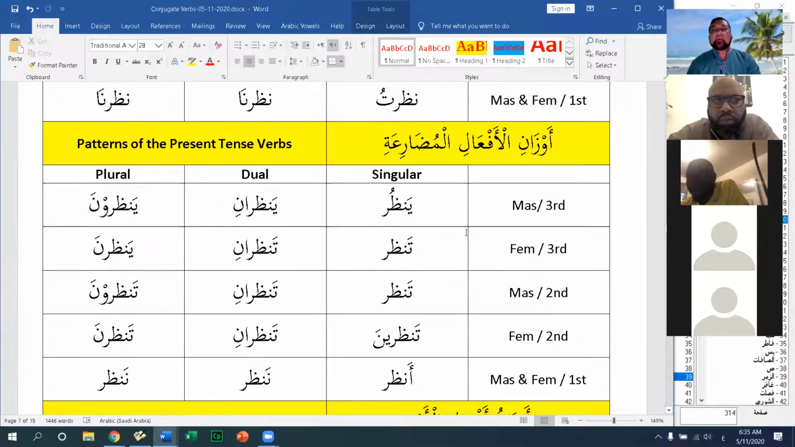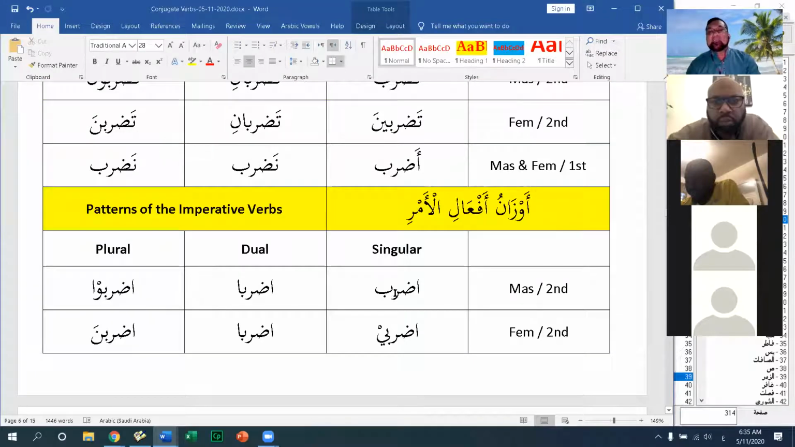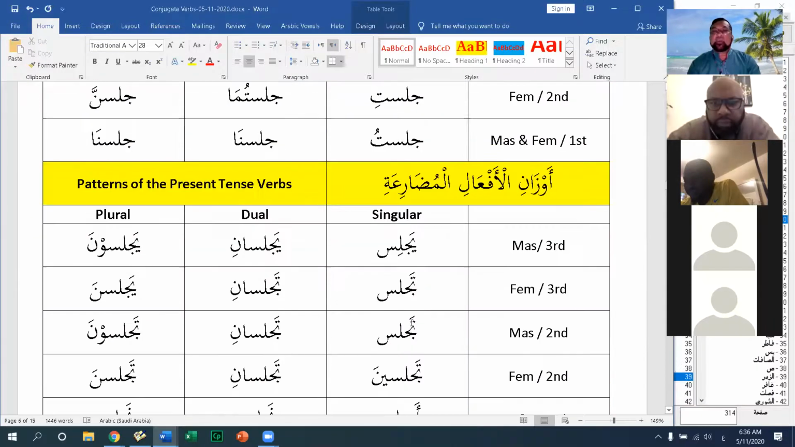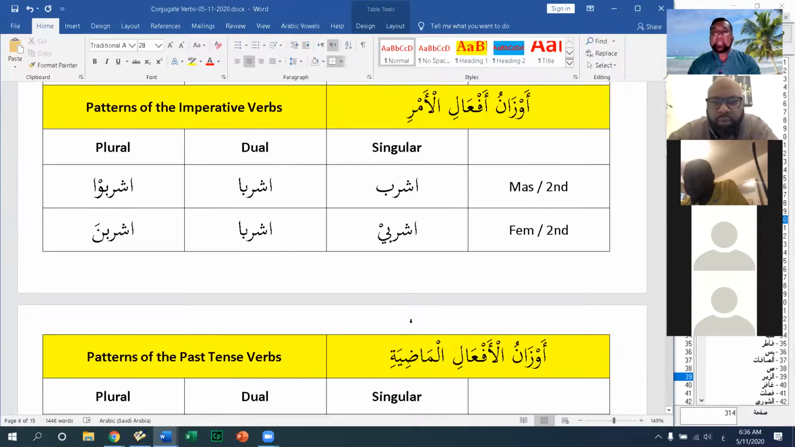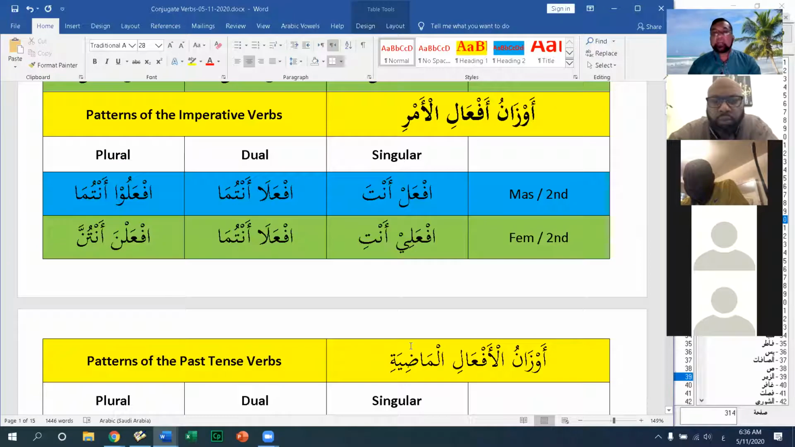"انظر". Nazara yanzuru, unzur. Daraba yadribu. So we would say "اضرب". So if the ayn of the letter in the present tense has a dhamma, then you put a dhamma on the hamza when you begin with it, because remember it's only pronounced when you begin with it. Otherwise, you put a kasra.